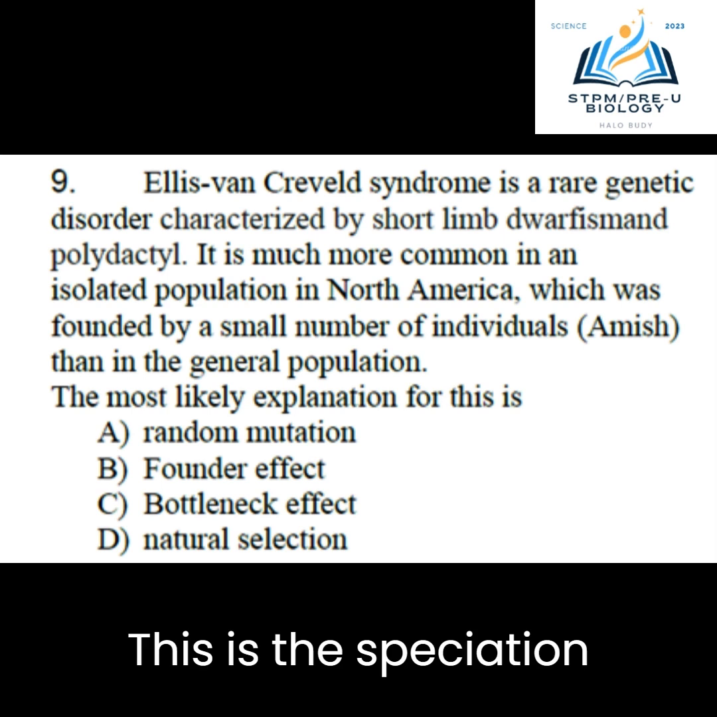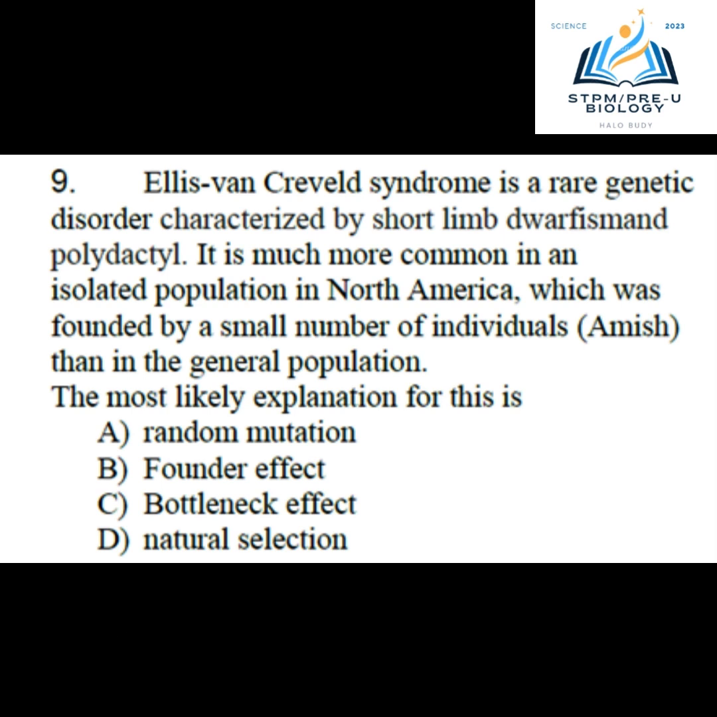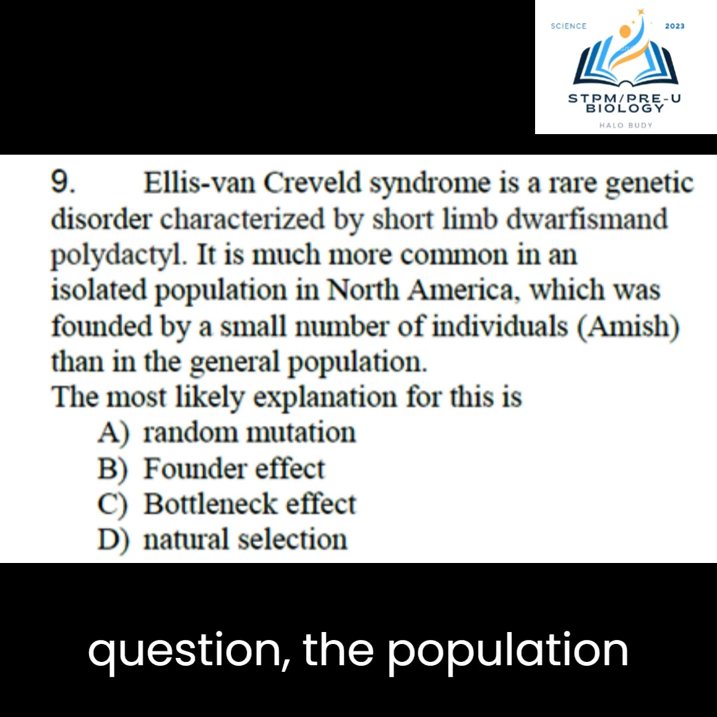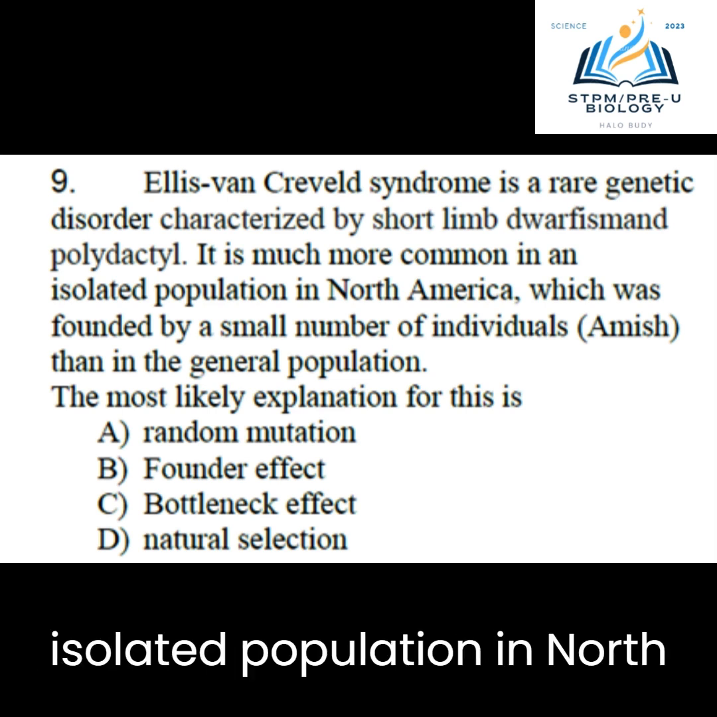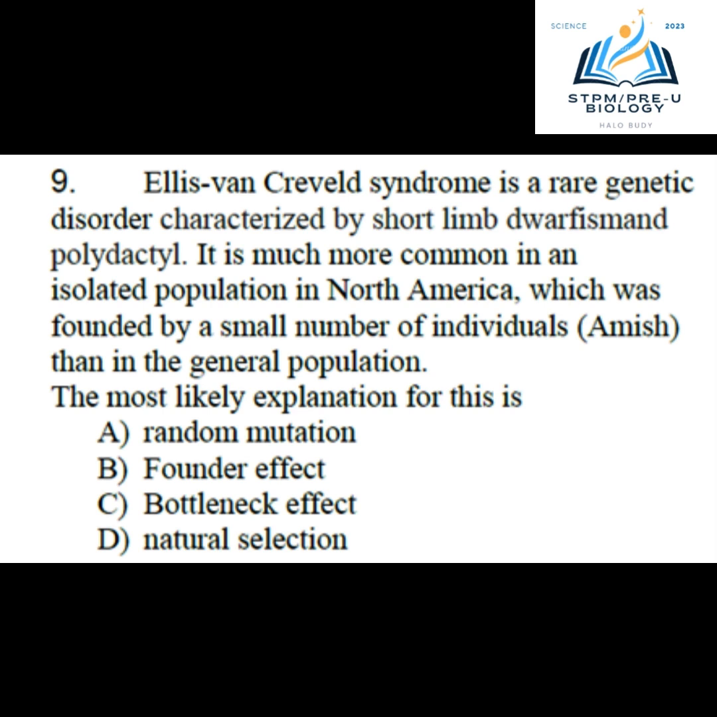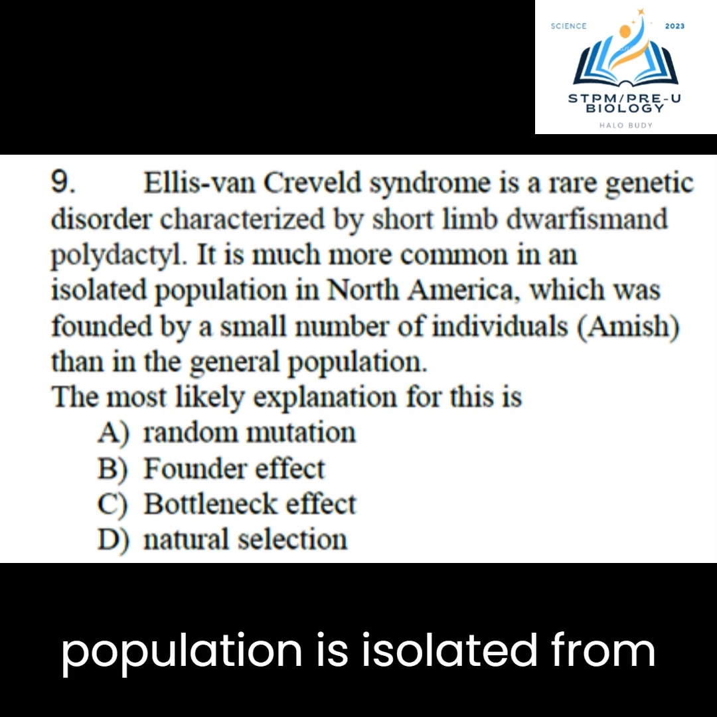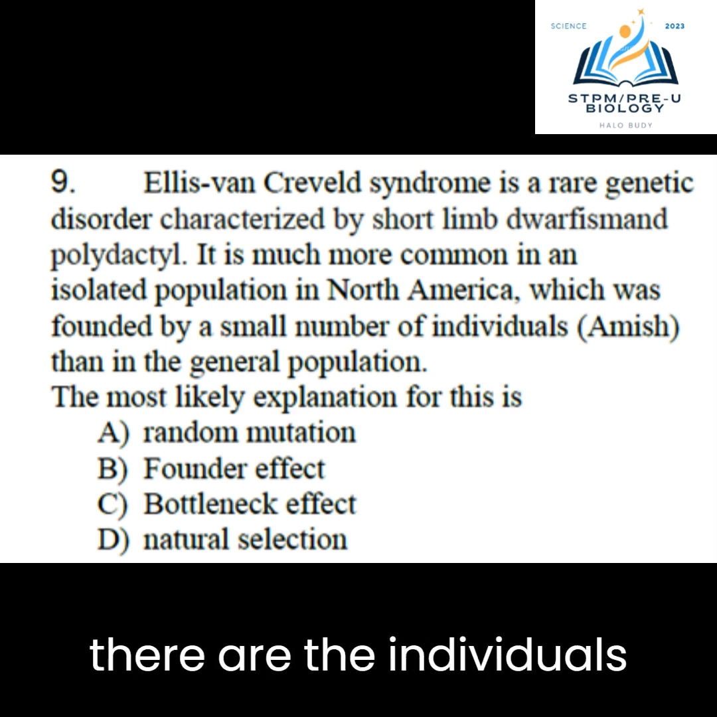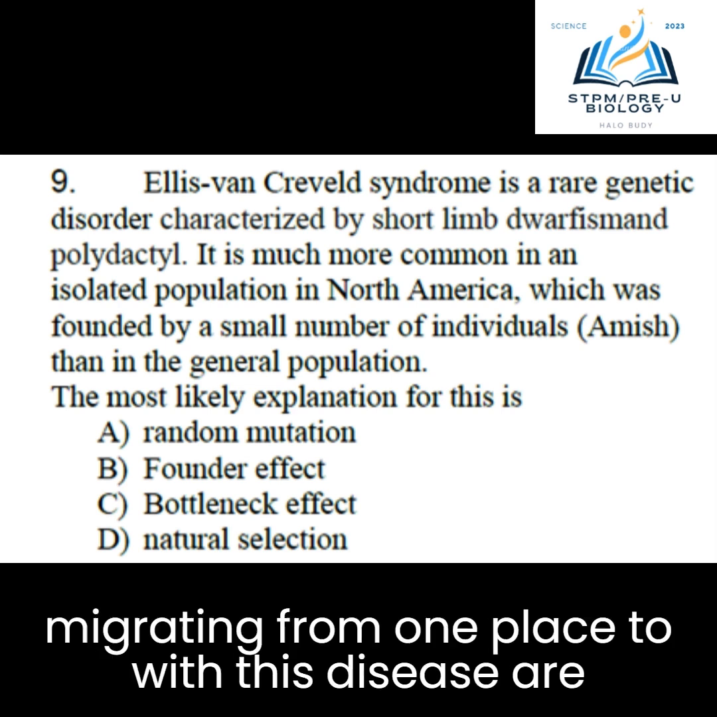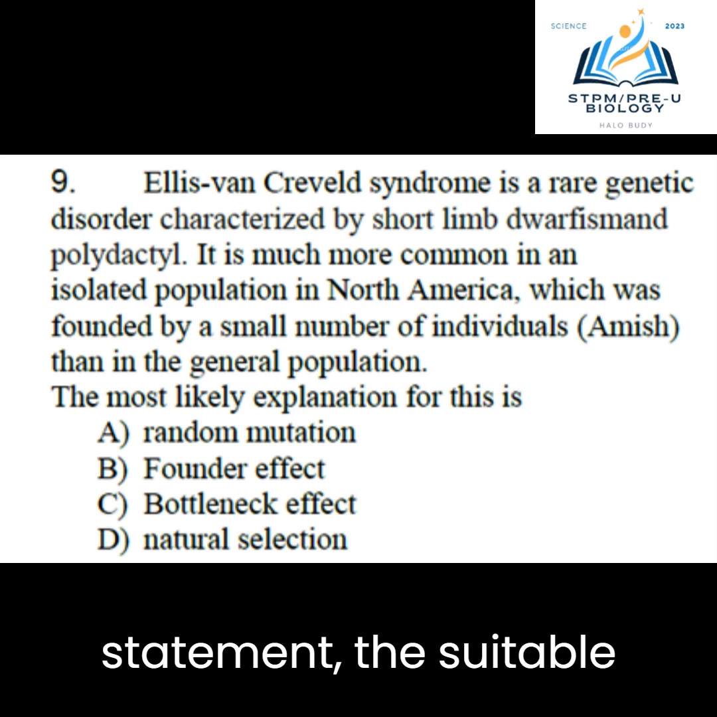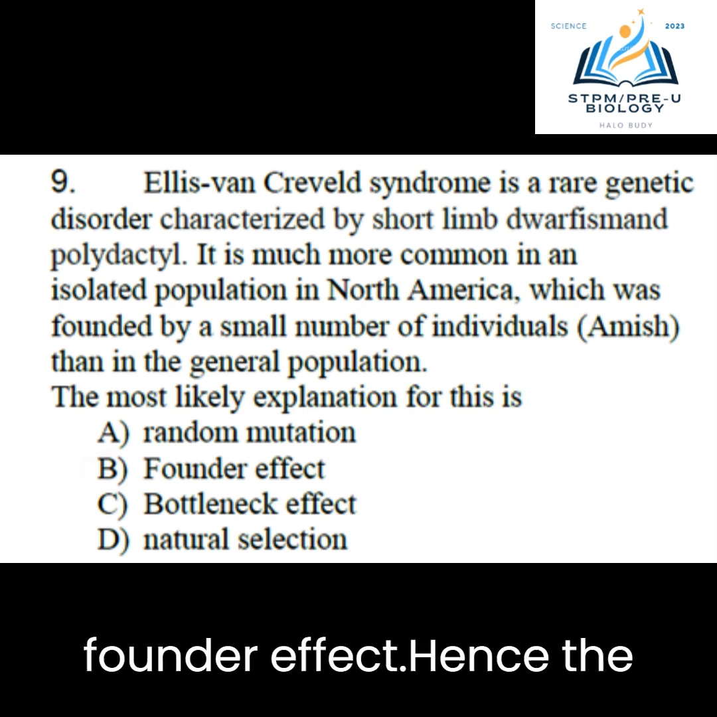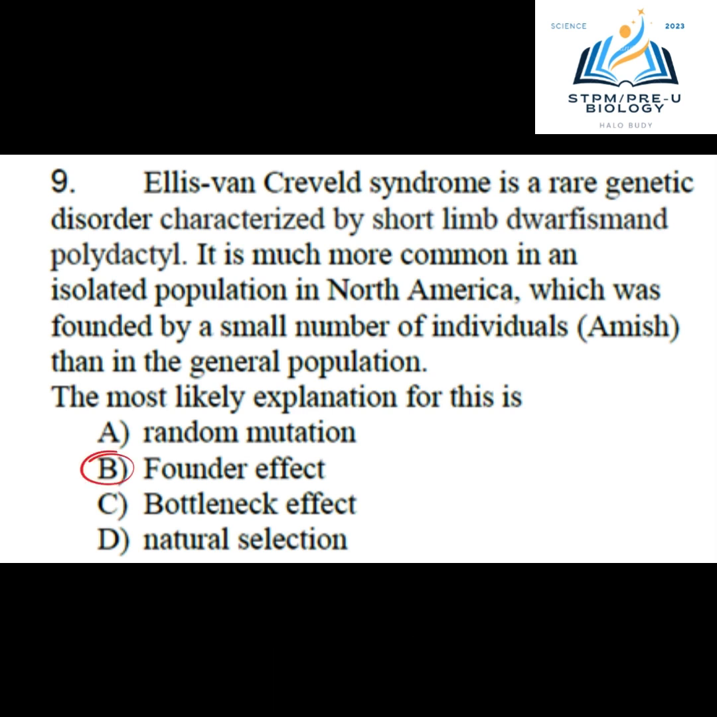This is the speciation question. Based on the question, the population that has Ellis-van Creveld syndrome is found in an isolated population in North America. Since this population is isolated from the general population, it means the individuals with this disease migrated from one place to a new place. Throughout this statement, the suitable explanation is the founder effect. Hence, the correct answer is B.